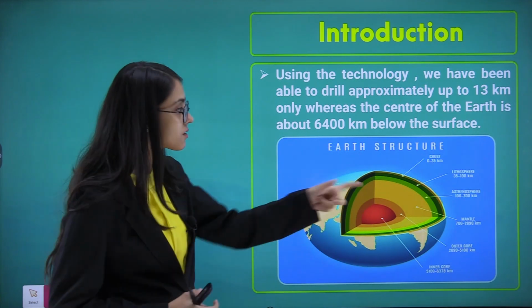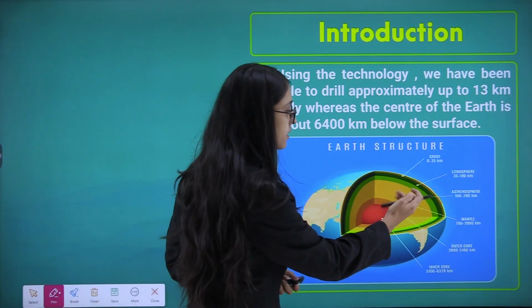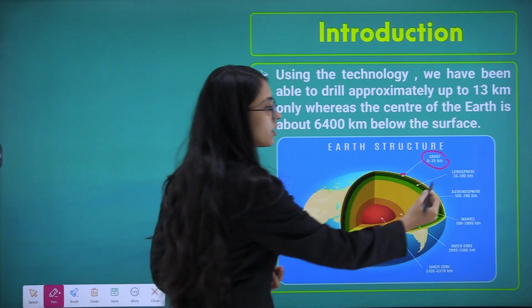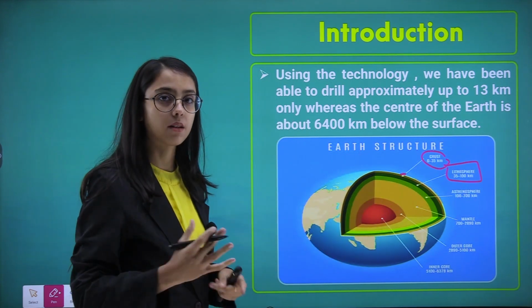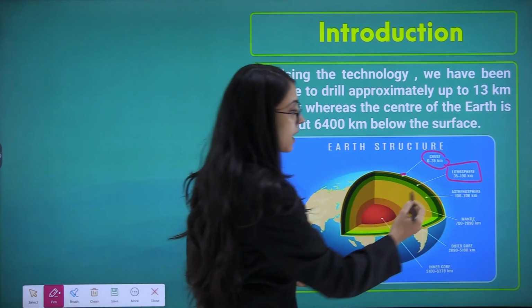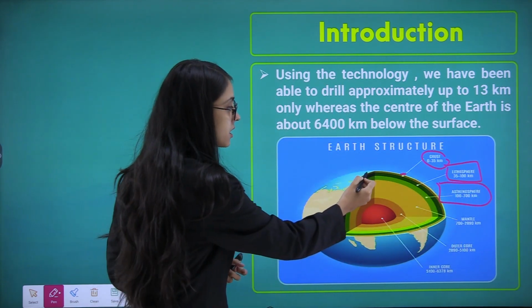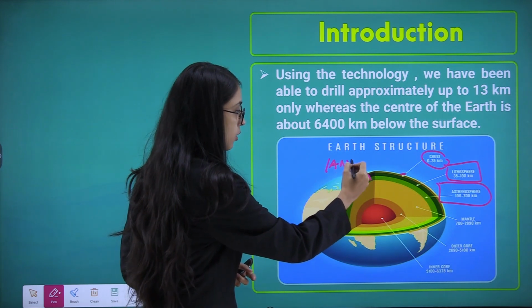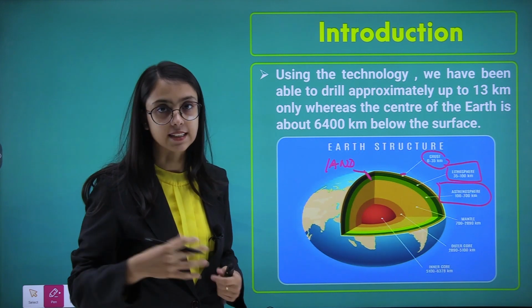As you can see in this diagram, we can see different layers of the earth. The topmost layer being the crust of the earth, then the lithosphere, the land or the rocky material on which we live and build our houses, the asthenosphere, and these three comprise the land that we live on. These are the layers that can be dug up easily.